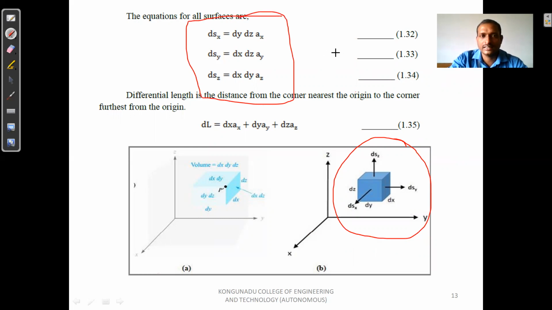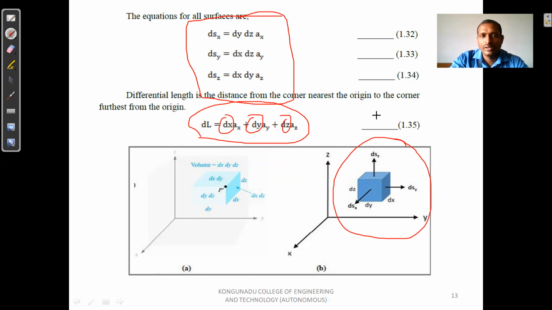So dsx is equal to dy dz ax. dsy is equal to dx dz ay. dsz is equal to dx dy az. Differential length means the distance between the 2 points along the diagonal. So dl is equal to dx ax plus dy ay plus dz az. So dx, dy, dz is the differential length increase in the x, y, and z directions.